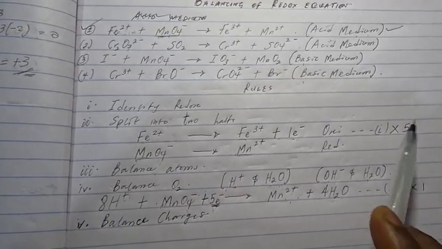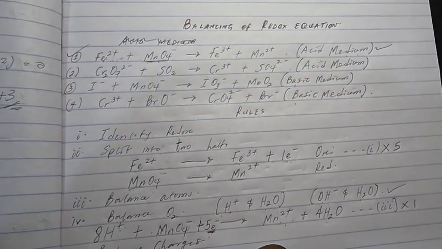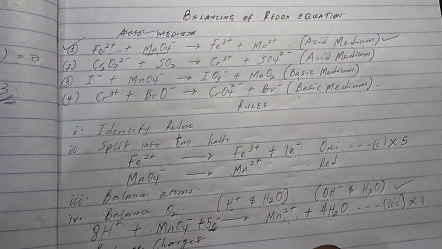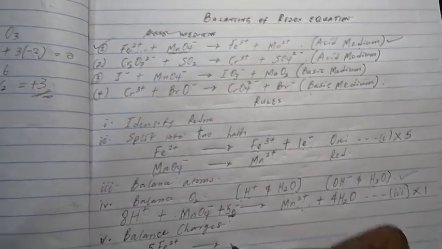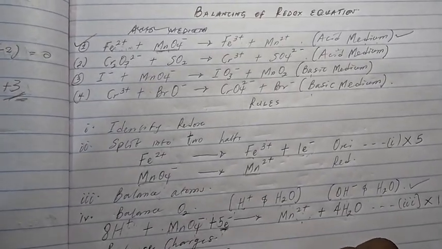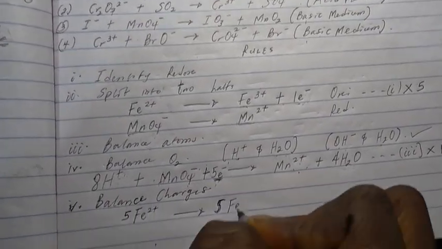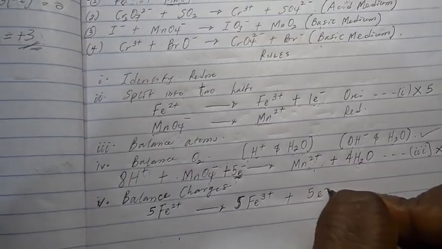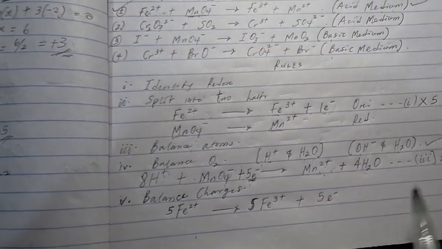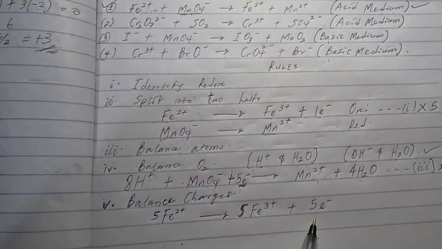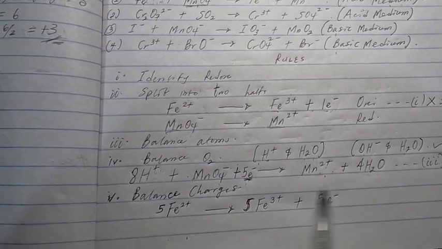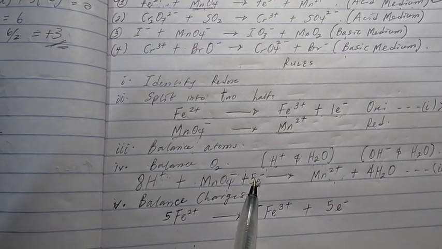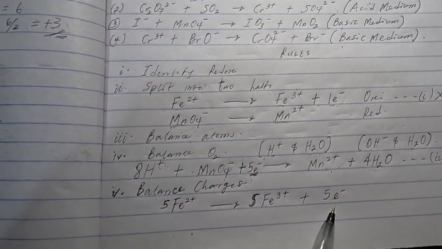Do you get that? We want this electron to balance this electron, so I'm going to multiply this by 5. So multiplying this by 5, I'm going to have 5Fe2+ giving 5Fe3+ plus 5 electrons. Do you get that? So now multiplying it by 5, I already have a new equation. Now these electrons are balanced. The number of electrons in this equation balances the number of electrons here.